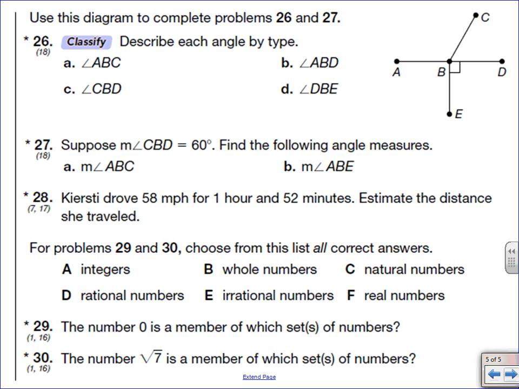Use this diagram to complete problems 26 and 27. So 26, describe each angle by type. So this is from this new section 18. Well, angle ABC, this angle right here, is greater than 90 degrees, so it's called an obtuse angle. Angle ABD, right here, is a straight line. That's called a straight angle.